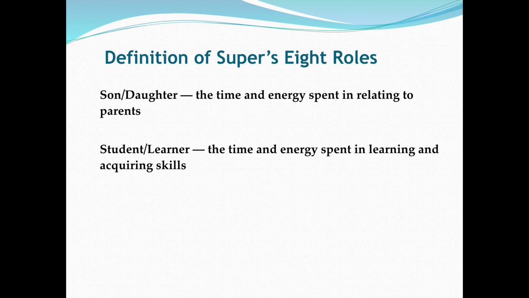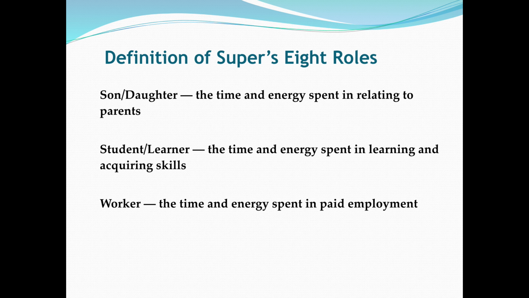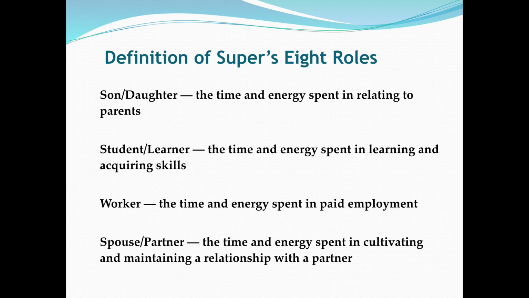You have a role as a student or a learner, and this is really that time and energy spent learning and gaining new skills. And then there's worker, time that you spend in paid employment. And then what are you doing as a spouse or a partner? What is the time commitment to that, and how does that fit in compared to all the other roles?